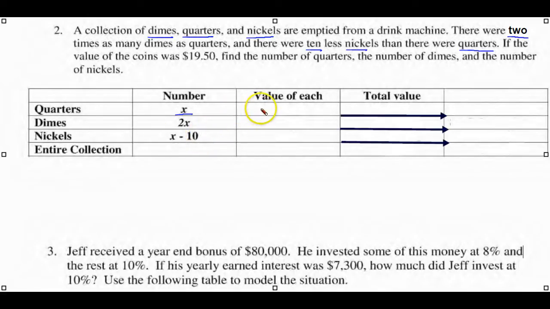Now here, what would be the value of a quarter? Well, it's 25 cents. What's the value of a dime? 10 cents. What's the value of a nickel? 5 cents.